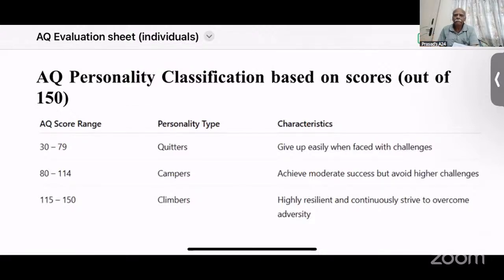So now what you do is you just add up all the scores. For example, the first question you have given 4, the second question you have given 5, the third question you have given 3. So when you add up, how will it be? 5 plus 4 plus 3. Like that you add up for all the 30 questions and you tell me the score.